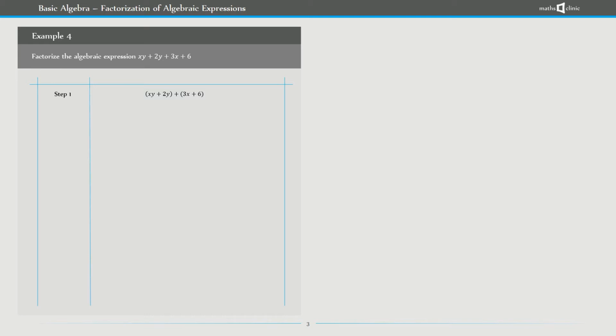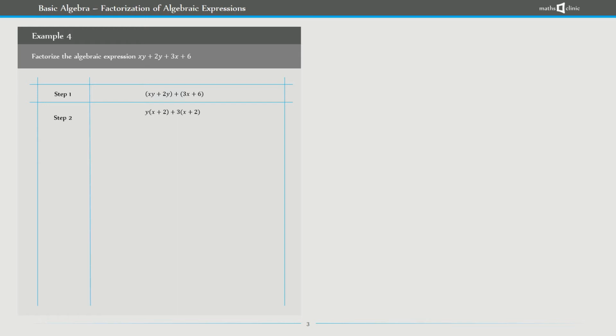Okay, so you have xy and 2y. I'm going to group this and make this one part of the expression, and then you have 3x plus 6, and I'm going to group this and make this another part of the expression. And now I can factorize what I have in the bracket. Okay, and then I factorize the first part, and I have y. I can factorize the y, x plus 2. Okay, I factorize what I have in the second part, and I have 3, x plus 2.